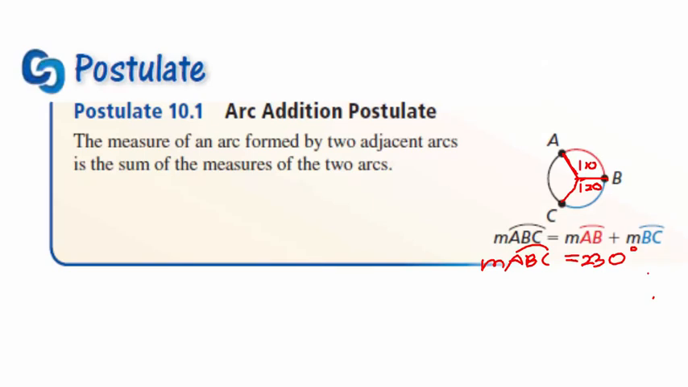Just like we have been able to add segments, add angles, we get to also add arcs. So as long as we have two adjacent arcs, we can add the two arcs to get the measure of the larger arc. In this case, I have arc ABC that I want to find the measure of, and I have arc AB, which is labeled as 110 degrees, and BC is labeled as 120, so I add those together, and the full measure of arc ABC is 230 degrees.